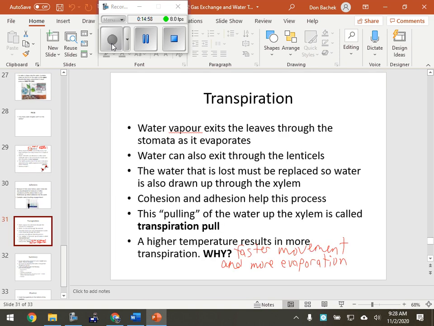And then the last part is something called transpiration. Transpiration is when water vapor exits through the stomata as it evaporates. Water can also exit through lenticels. The water that is lost must be replaced, so water is drawn up through the xylem. Cohesion and adhesion help this process, and the pulling of the water up the xylem is called the transpirational pull. Make sure you know that. Transpirational pull.